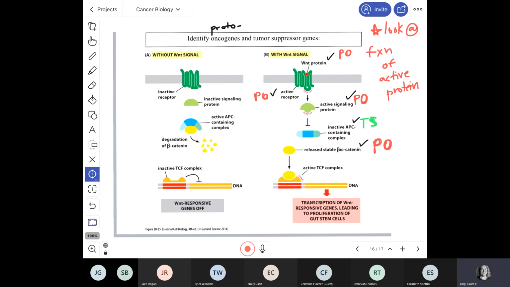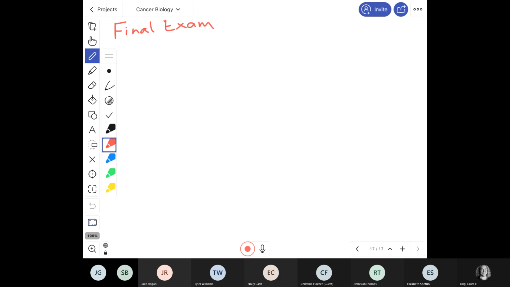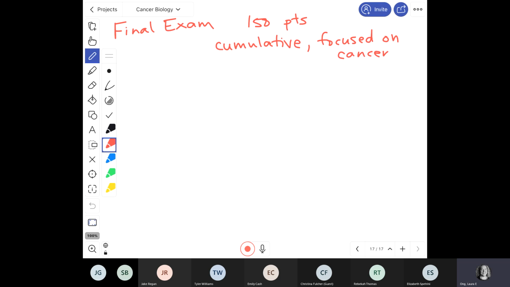While we've got 10 minutes, I want to make sure that I give you info about the final. Your final exam is going to be 150 points. It's a 150-point exam, so it counts more than regular exams, and it is cumulative. It's cumulative, but it's focused on cancer. It does not have sections for old concepts and sections for new concepts. It's just all in one test, and it's focused on cancer and cancer mechanisms.